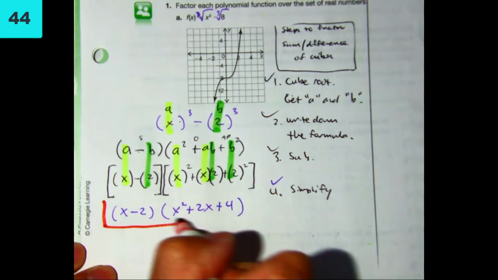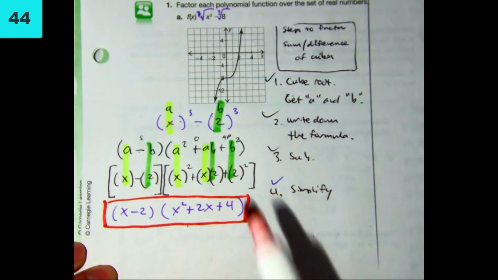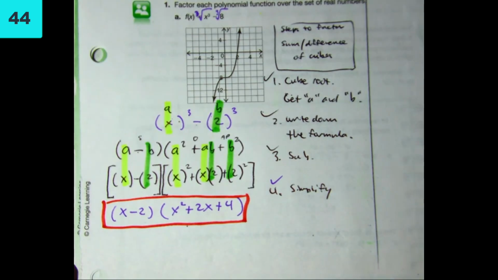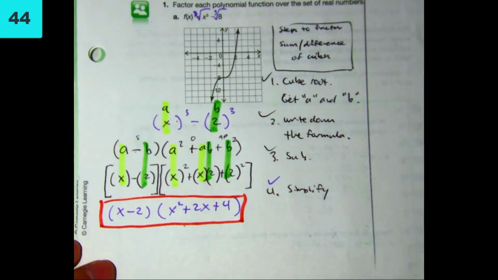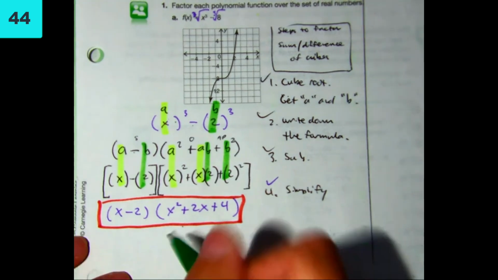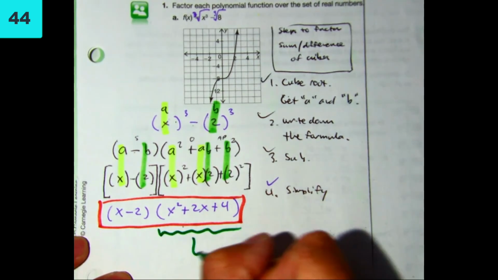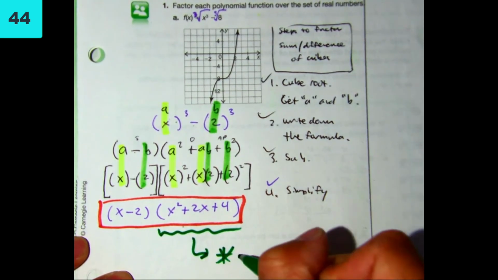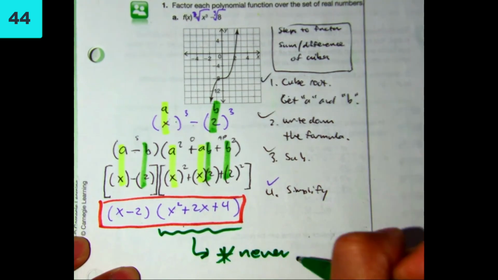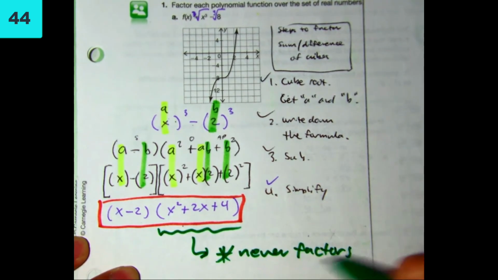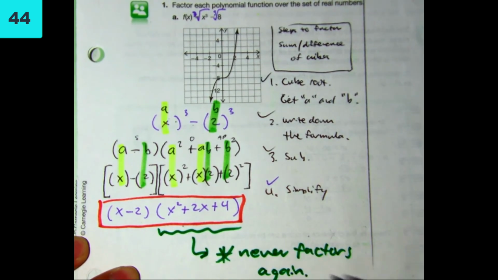So you have to use that formula to get this one, which is called a difference of cubes problem. And a special note, that last trinomial there, it never factors again. Never factors again. You can't use your X box.